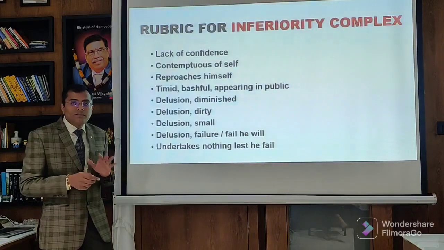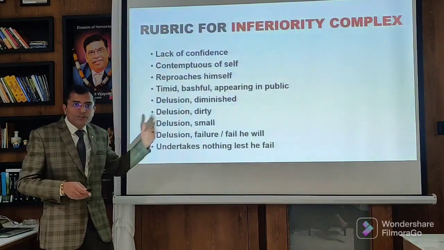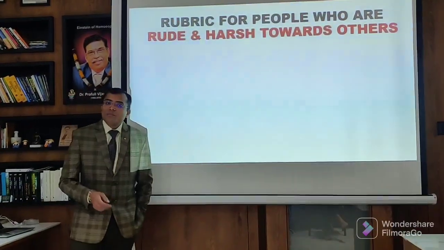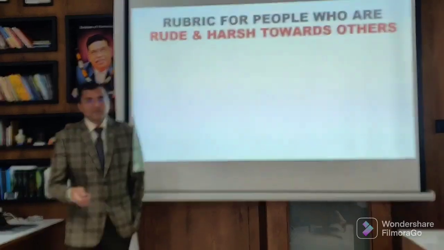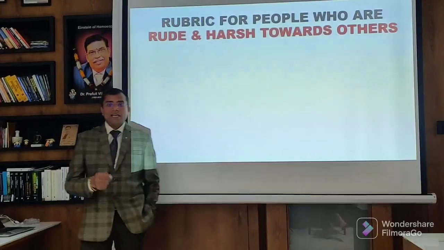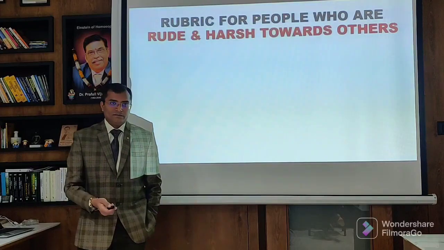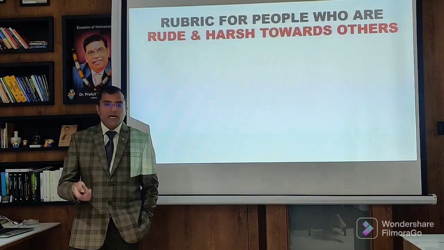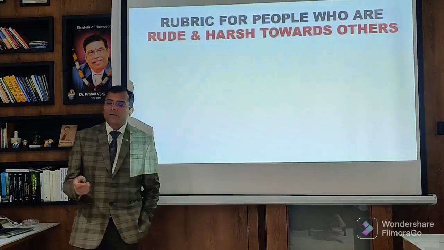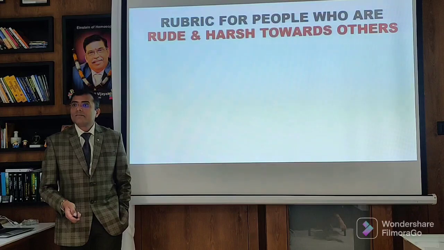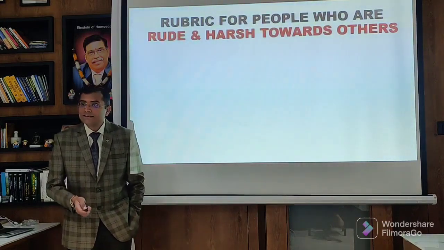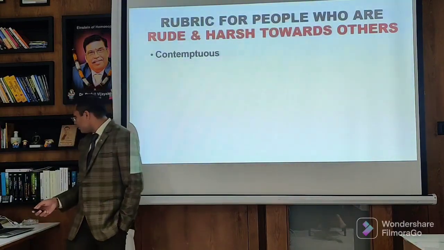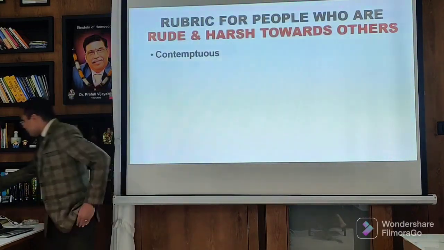Why I am giving you this is the food for thought. You have to differentiate one by one. Okay. Rubric for people who are rude, harsh toward others. Tell me, what was the rubric for the rude and harsh people towards others? Hard to inferior. One is haughty, yes. Hard to inferior, soft to superior. Okay. Anything else? Hard-hearted. Very good. Hard-hearted. And first and foremost is contemptuous. You want to contempt. Okay.